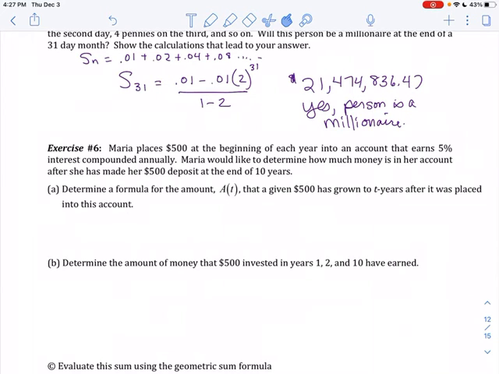All right, Maria places $500 at the beginning of each year into an account that earns 5% interest compounded annually. So we're going to be looking at some of the stuff we learned in the last unit. Maria would like to determine how much money is in her account after she has made her $500 deposit at the end of 10 years.